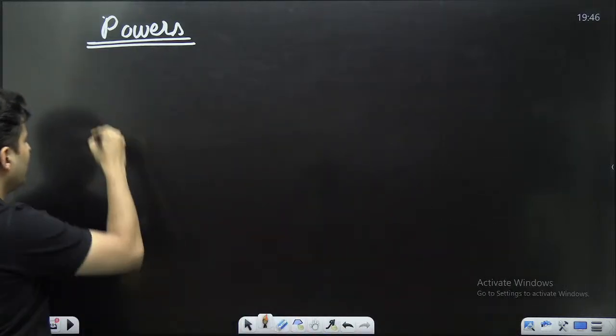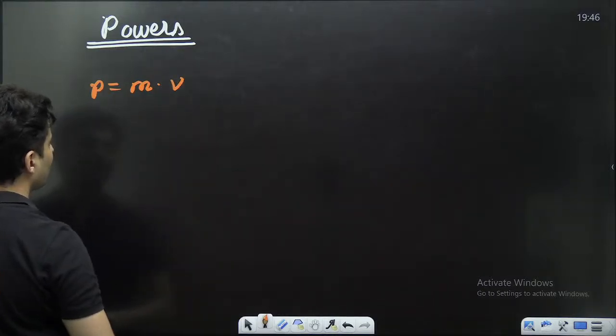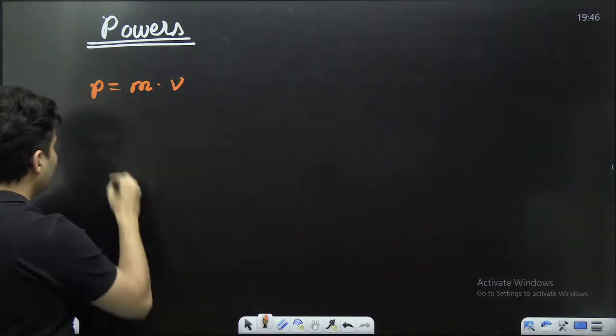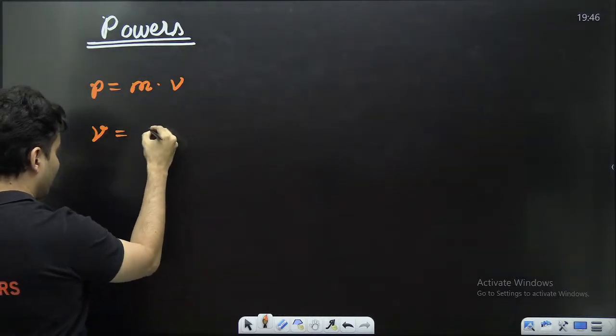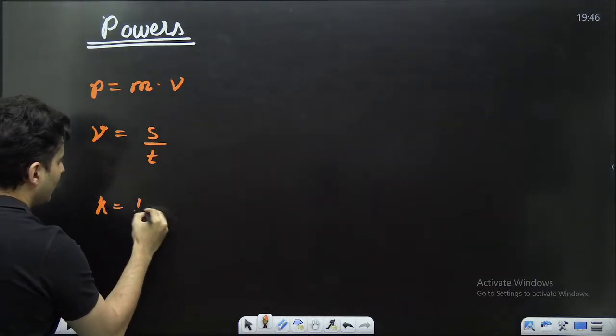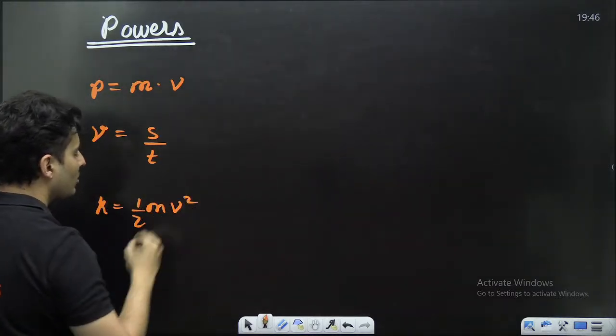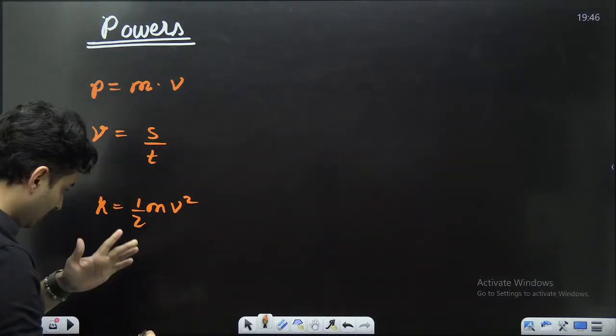Look at this. Momentum is the product of mass and velocity. Correct? Mass into velocity. Well, velocity is nothing but displacement by time. Kinetic energy is half mass into v square. Right? I can also say, just one second.